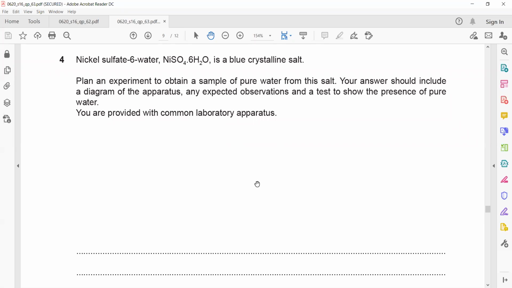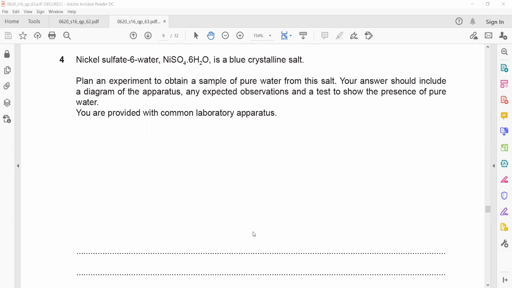Your answer should include a diagram of the apparatus, any expected observation, a test to show the presence of the pure water, and you're provided with common lab apparatus. So basically, we have a hydrated salt here, and how we can remove the water of crystallization is by supplying heat energy. But after supplying heat energy, the water will turn into vapor and it will escape.